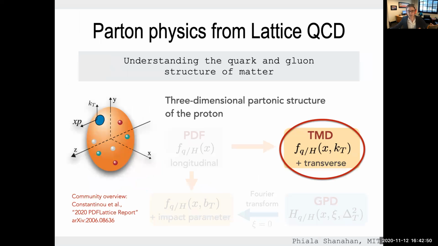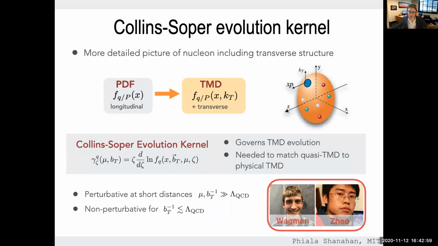We can come back to this discussion of proton structure and talk not just about the longitudinal structure, but what if we also think about the transverse structure? And of course, there's been a lot of work in the community, particularly by Michael Engelhardt and collaborators, to compute TMDs themselves from lattice QCD. I'll talk just about one calculation done with Mike Wagman and Yong Zhao of the Collins-Soper evolution kernel. So this is a quantity that governs the rapidity evolution of these TMDs.